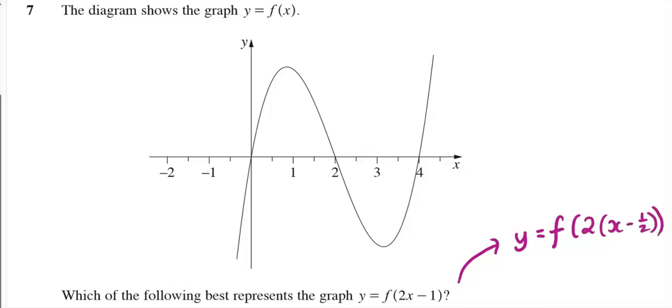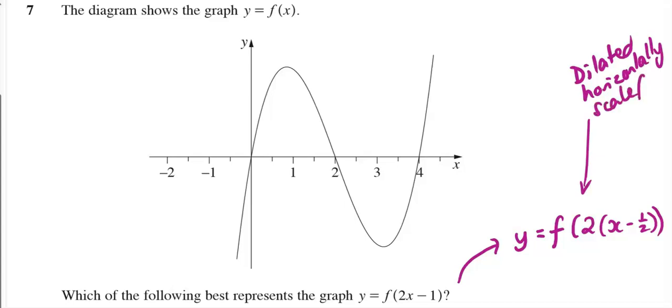Okay, so let me interpret that. I have dilated horizontally by a scale factor of 1 on 2, and then I have translated right by a half.